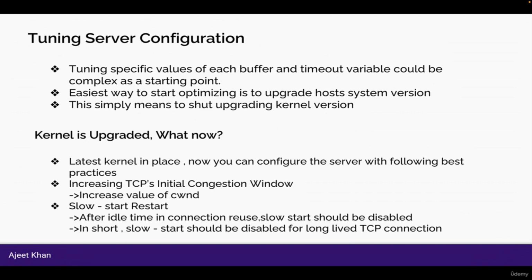Slow start restart. After idle time in connection reuse, slow start should be disabled. In short, slow start should be disabled for long-lived TCP connections. If your TCP connection is a long connection, then slow start should be disabled, because if you try to access another file within the same TCP connection, then it should not start slow. It should make use of the maximum CWND size available.